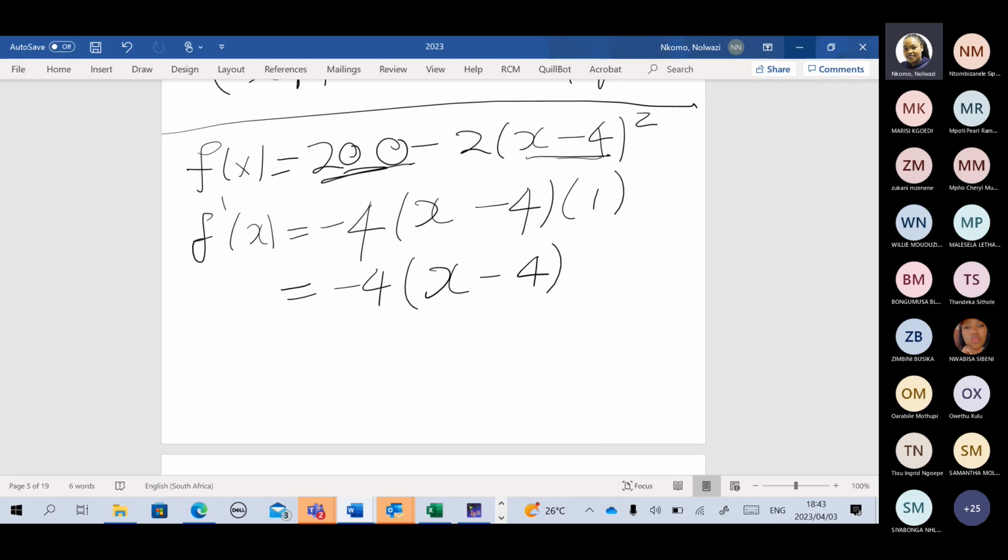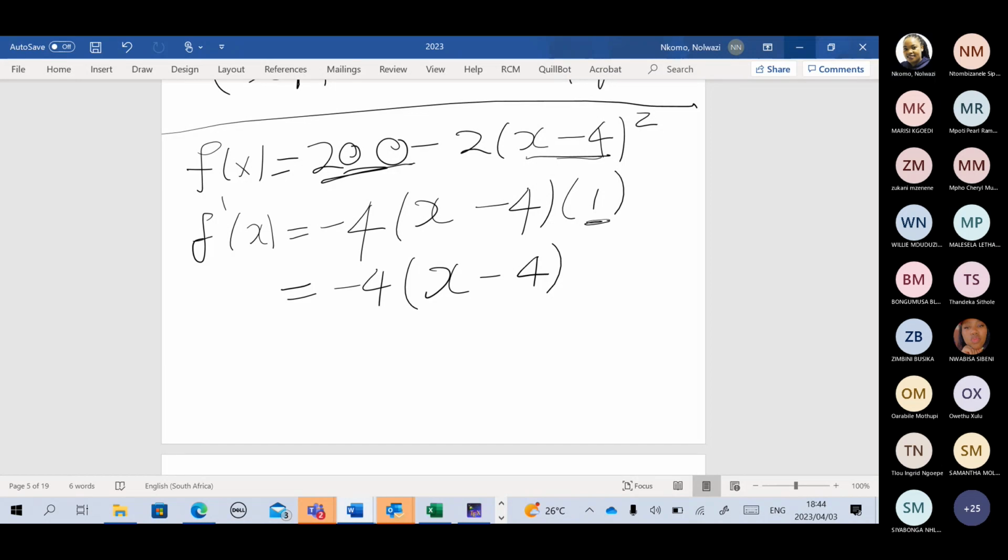The derivative of minus 2u squared is minus 4, then everything inside the brackets, which is u, to the power 2 minus 1, that gives you 1. So we have minus 4 times u to the power 1 times the derivative of the inner function. The inner function is x minus 4. The derivative of x minus 4 is 1. So that's why I have 1 here. Then you simplify, you get minus 4 into x minus 4.